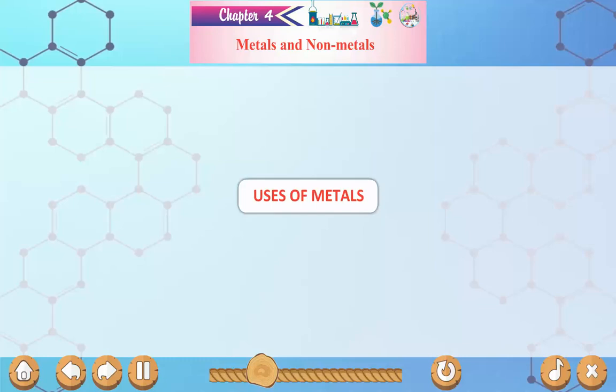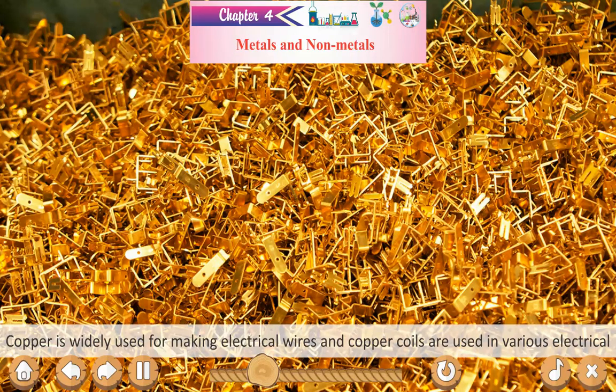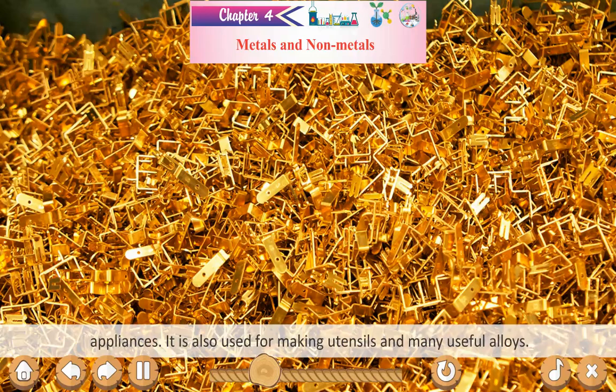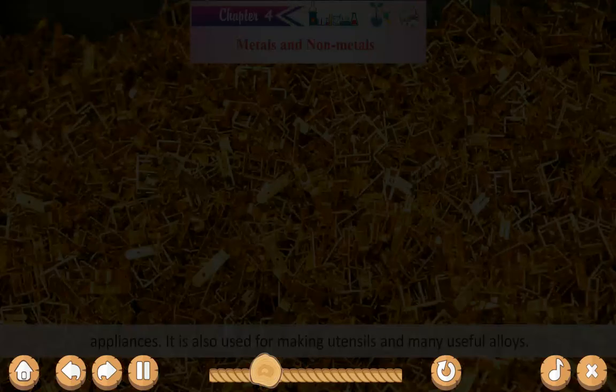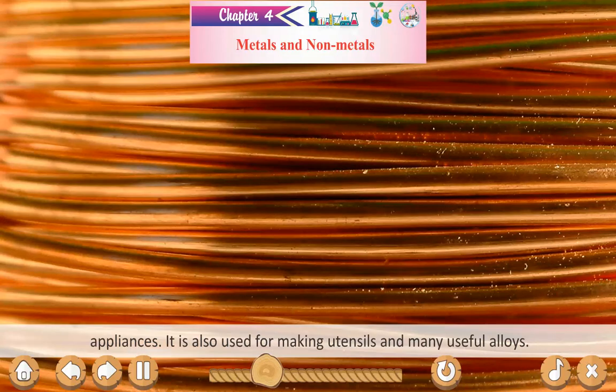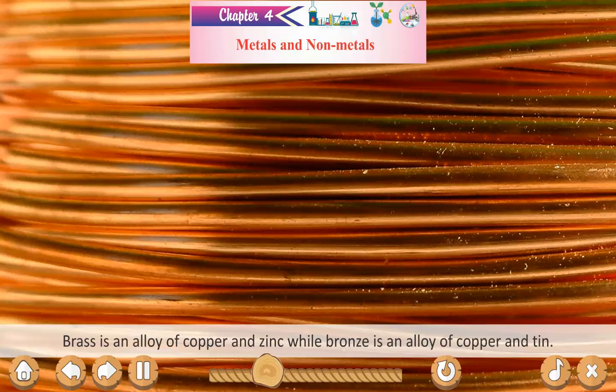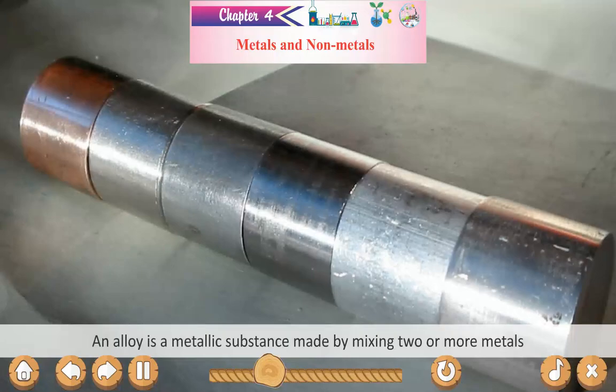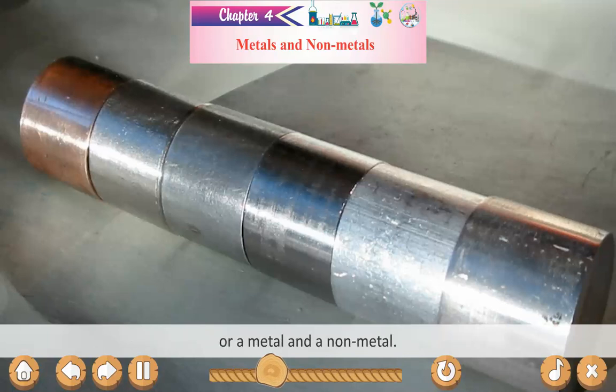Uses of metals. Copper is widely used for making electrical wires and copper coils are used in various electrical appliances. It is also used for making utensils and many useful alloys. Brass is an alloy of copper and zinc, while bronze is an alloy of copper and tin. An alloy is a metallic substance made by mixing two or more metals or a metal and a non-metal.